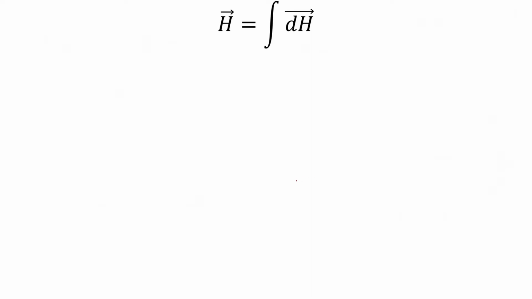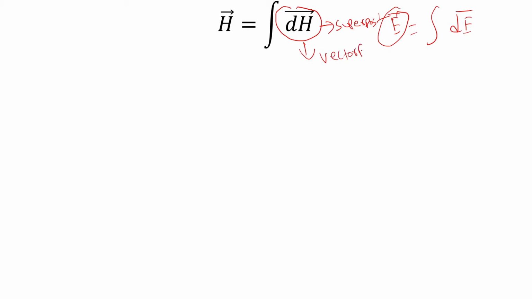We have already seen, even in case of electric fields, we have determined the differential electric fields and then we have integrated them to get the total electric field. This is nothing but application of superposition theorem. This dH bar can be obtained from the expression of vector form of Biot-Savart's law.